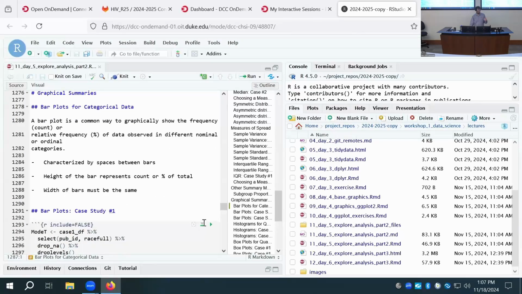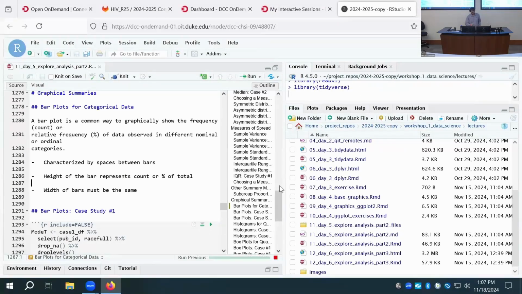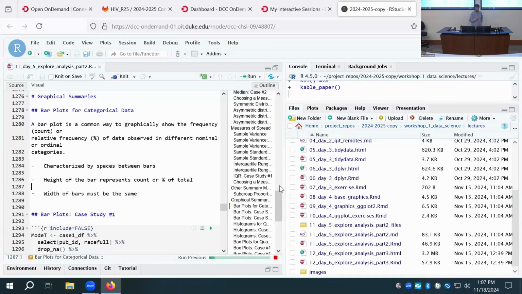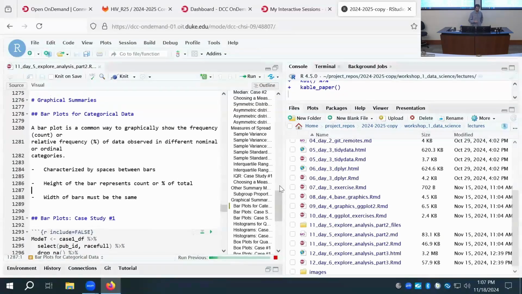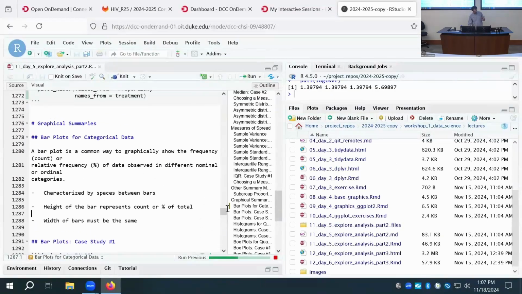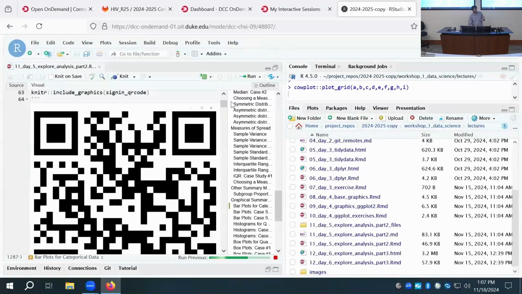I'm going to run all the code above to get everything up to date. So I'm going to click on this little button that says run all chunks above. This is going to take a little time.